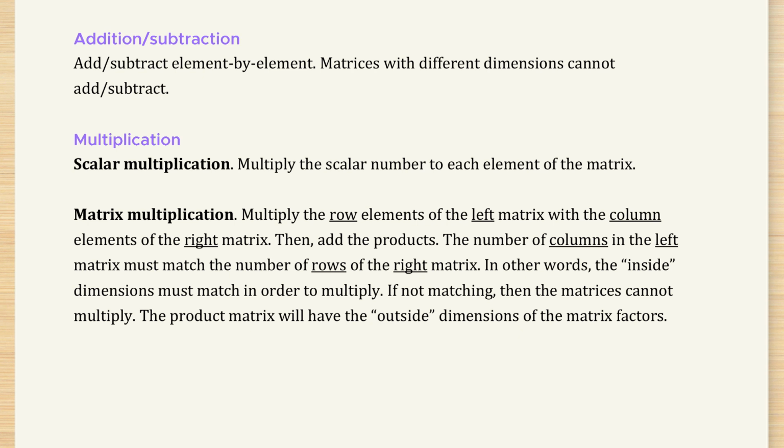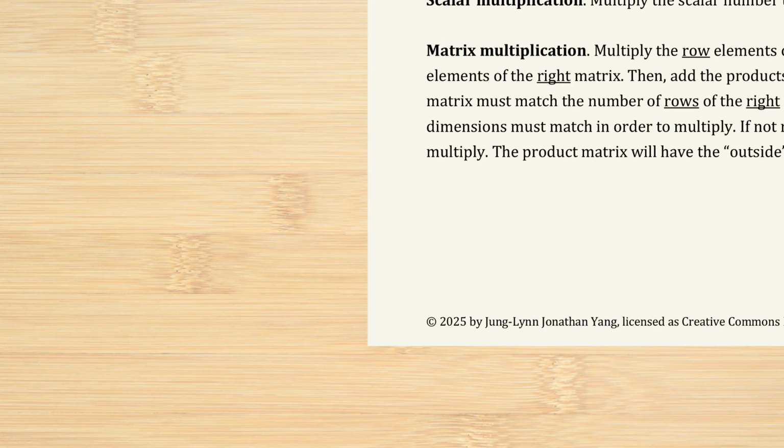I like to think of it as the inside dimensions of the matrices have to be the same in order for the matrices to multiply. And the product of these two matrices will have the outside dimensions of the matrices that gave rise to the product. I don't know how official these terminologies are, inside dimension, outside dimension, but it works for me. It's how I think about matrix multiplication.